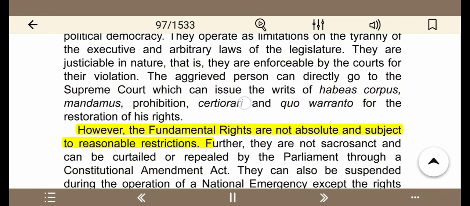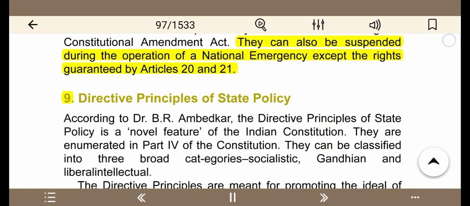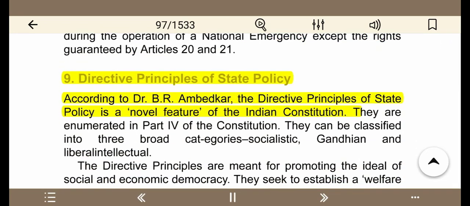However, the fundamental rights are not absolute and are subject to reasonable restrictions. Further, they are not sacrosanct and can be curtailed or repealed by the Parliament through a Constitutional Amendment Act. They can also be suspended during the operation of a national emergency, except the rights guaranteed by Articles 20 and 21. 9. Directive Principles of State Policy.